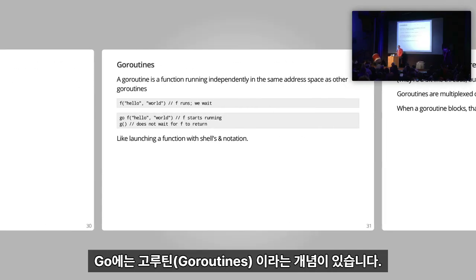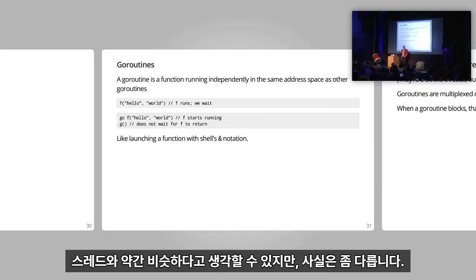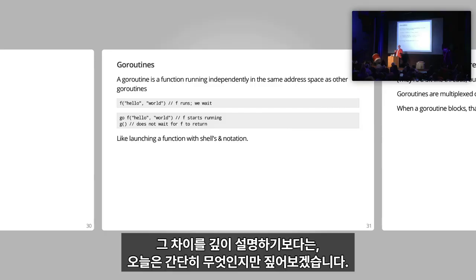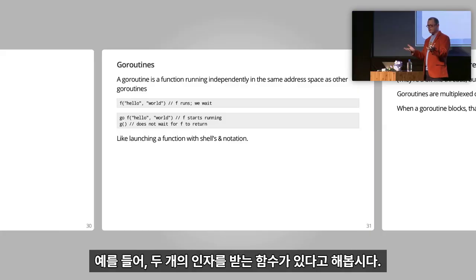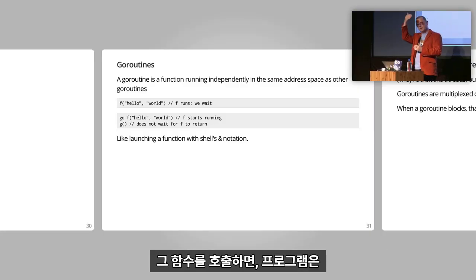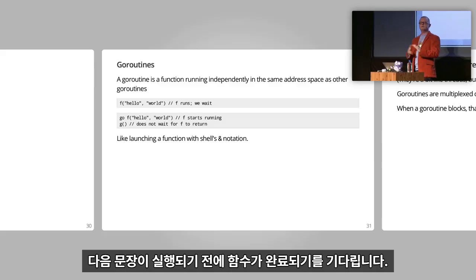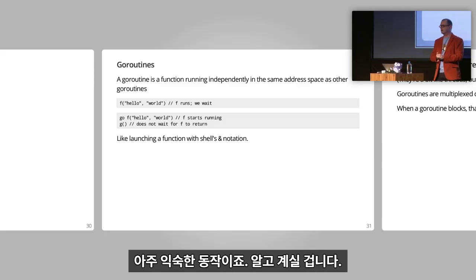So Go has these things called goroutines, which you can think of as being a little bit like threads, but they're actually different. And rather than go into the details of how they're different, let's just say what they are. So let's say we have a function that, in this case, takes 2 arguments. If we call that function in our program, then we wait for the function to complete before the next statement executes. That's very, very familiar.